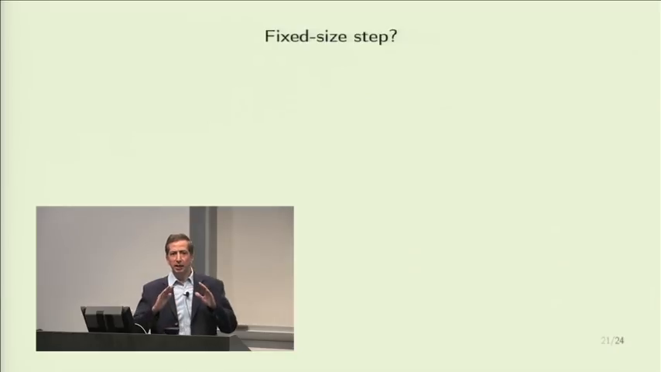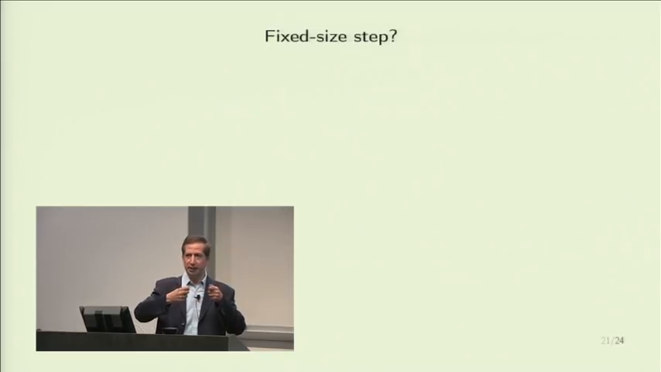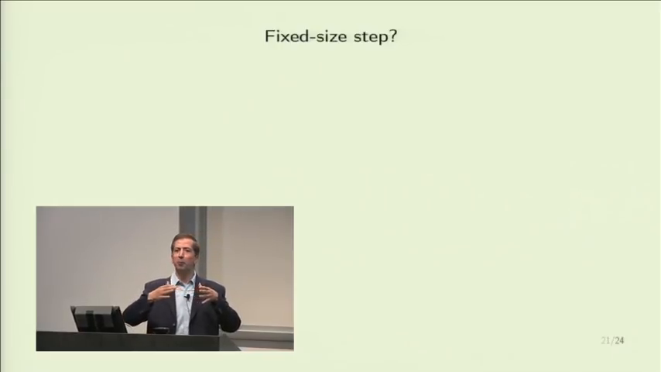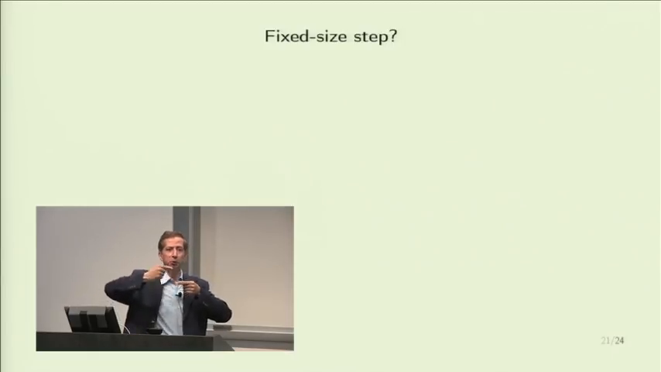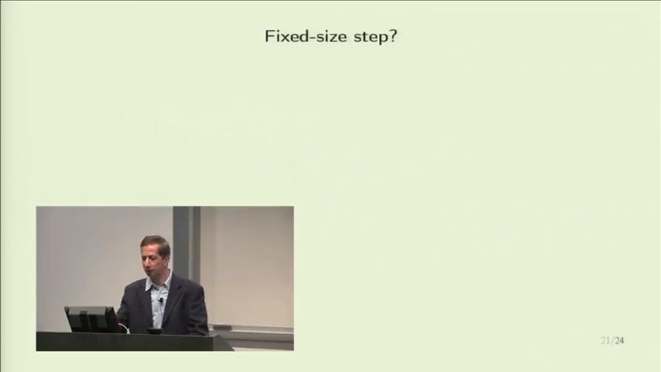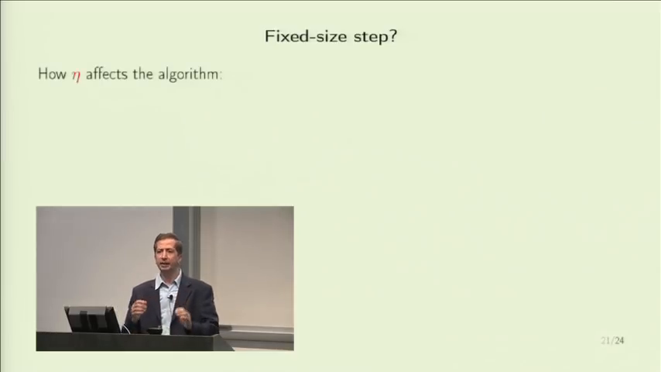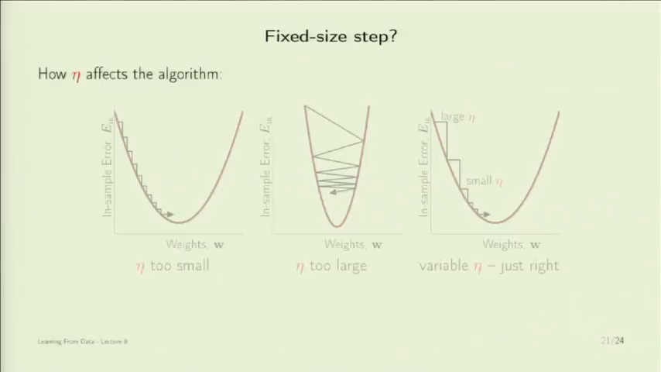Now, we have said it's a fixed size, and that was a way for us to make sure that the linear approximation holds. We are going to modulate eta to be small. But you can see that there is a compromise. I can get a close to perfect linear approximation by taking the size to be very small, but then it will take me forever to get to the minimum. Or I could be taking a bigger step, which looks very promising, but then the linear approximation may not apply. So there is a compromise. Let's look at how eta affects the algorithm.